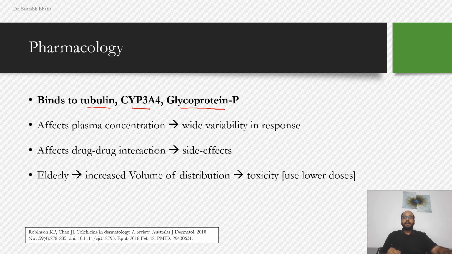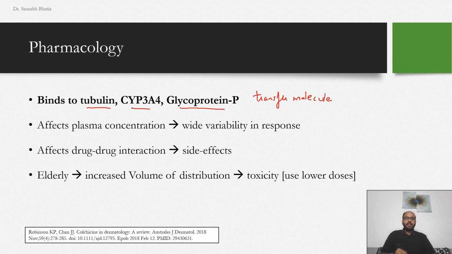Clear? Now, P-glycoprotein is actually a transfer molecule. It is found in various different kinds of cell populations, like enterocytes in the intestine, hepatocytes in the liver, kidneys, even in the blood-brain barrier. So this P-glycoprotein is responsible for the transportation of different molecules inside the cells. When colchicine binds to P-glycoprotein, this transportation of molecules is affected, and because of that, you see different kinds of side effects.